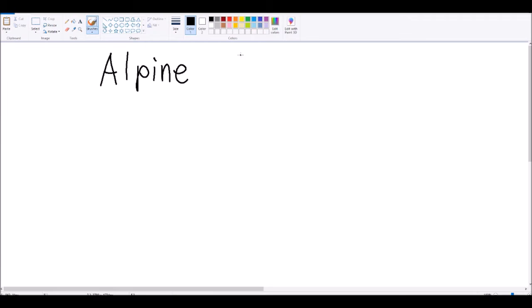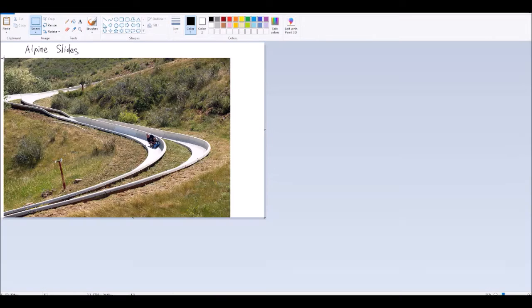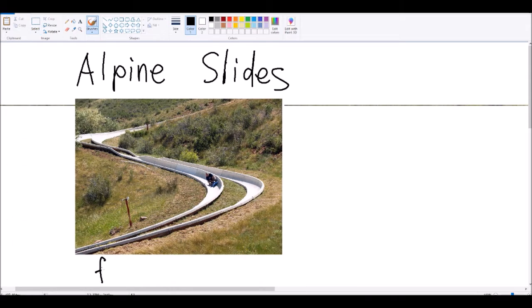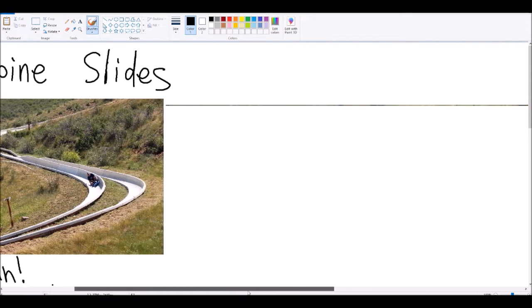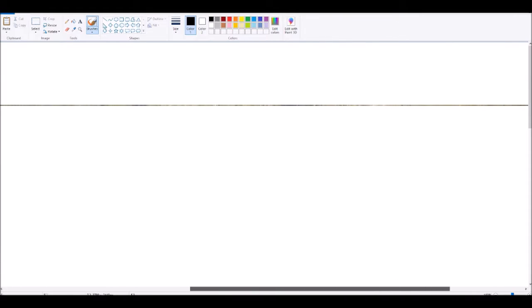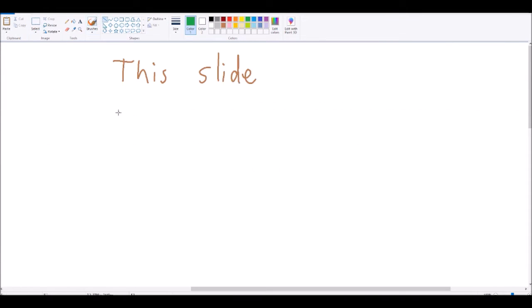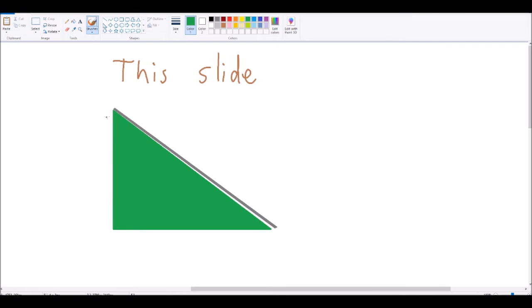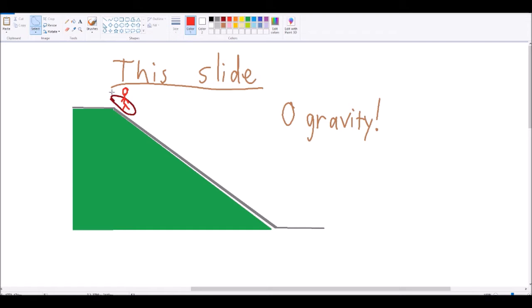We're going to start by talking about Alpine Slides. These are concrete tracks that usually sneak down a mountain, and they are a lot of fun to ride. We'll just be considering Alpine Slides that don't zigzag horizontally. Now, here's the thing. This Alpine Slide here is broken. Sure, they have it in zero gravity, which is cool, but it's boring. It just goes straight down the mountain at the same speed the entire time.